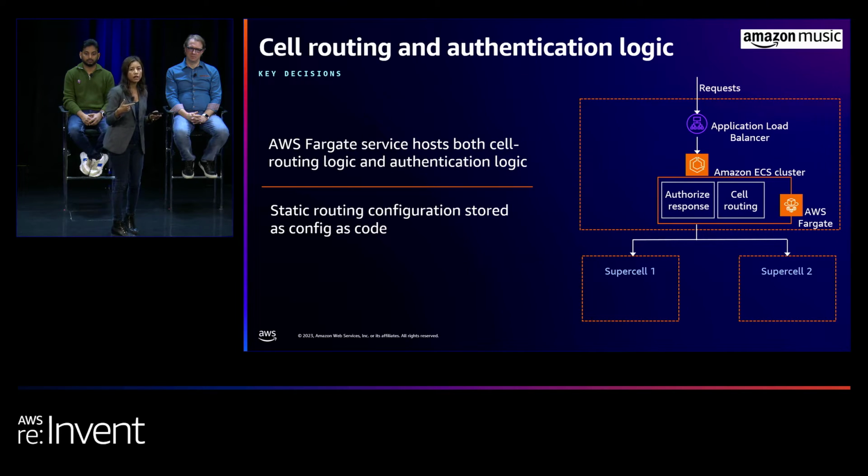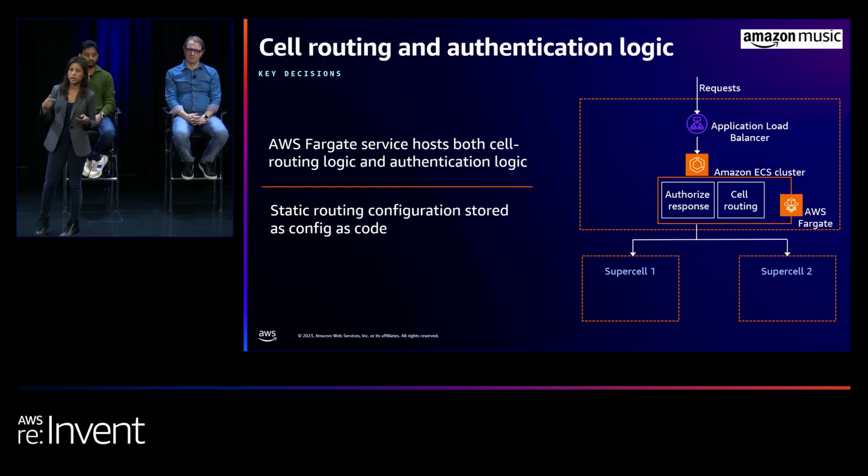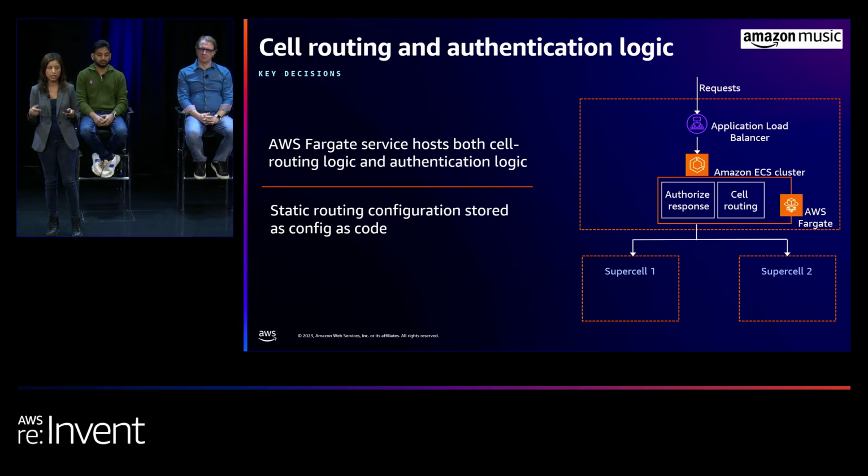The cell routing configuration is stored as a static configuration. It's config as code. They do plan to move it to an AppConfig where it's more dynamic. And the requests get routed to different supercells. And supercells are a collection of cells.